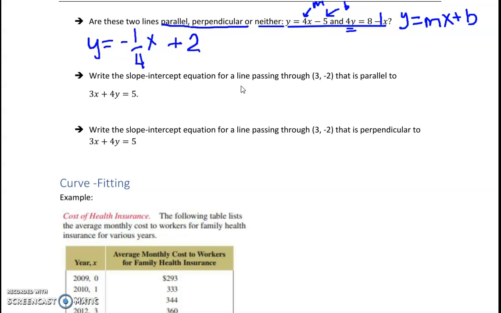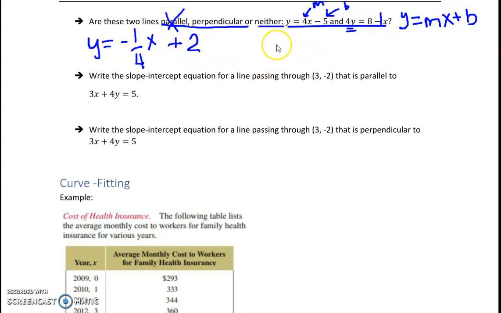So hopefully you're seeing this. We have two lines that we're comparing. To determine if they're parallel, we check to see if their slopes are the same. We have m = 4 on the first one, m = -1/4 for the second. So they are not parallel. Those are not the same.